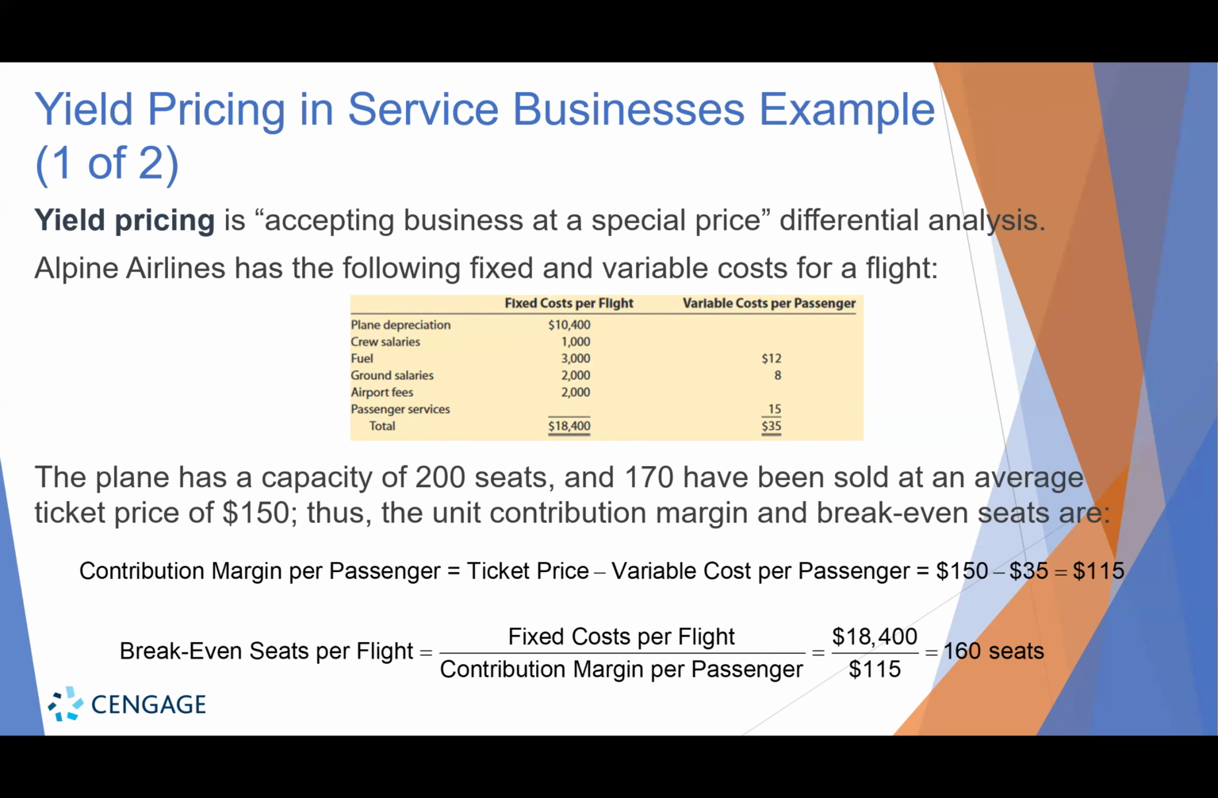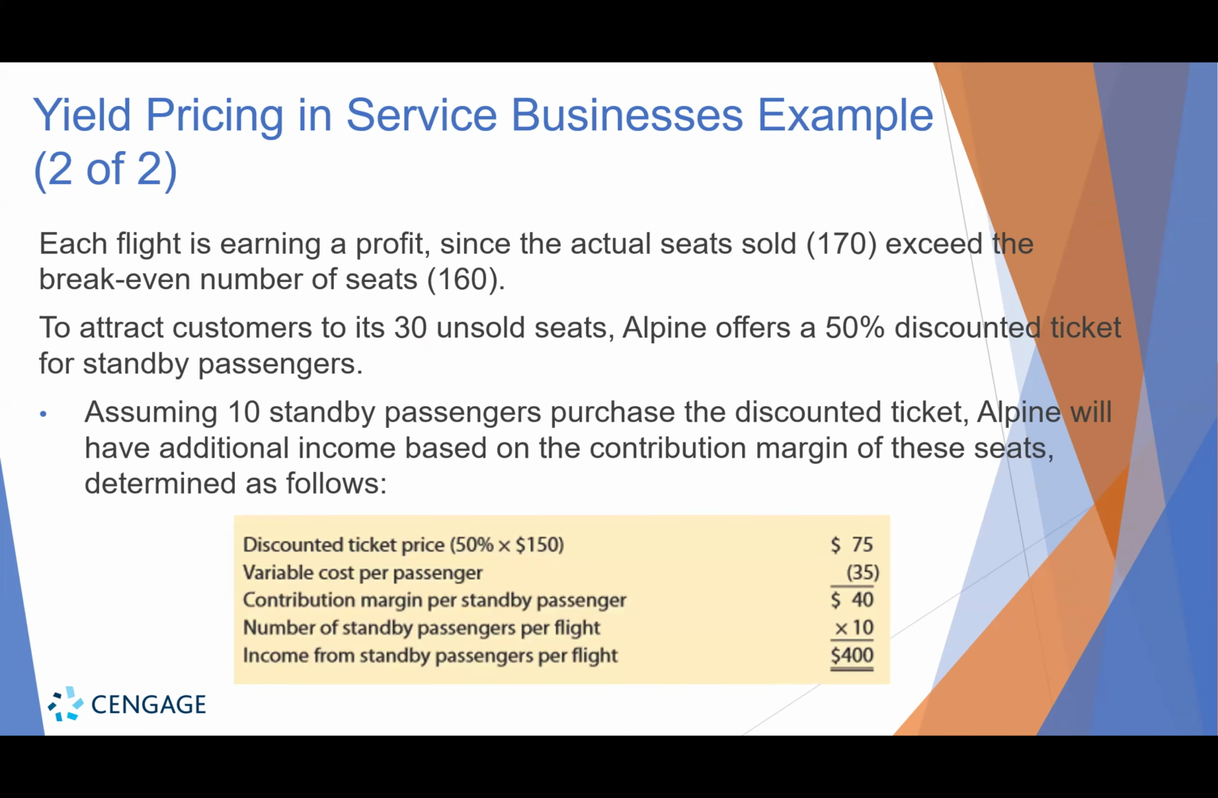The contribution margin per passenger is going to be the ticket price minus our variable cost, which is sitting at $115. And we come up with that contribution margin so we see how much is available to pay for our fixed costs. So we have a break even of 160 seats. We've sold 170. So we're already at the break even. So anything else is just going to be a bonus. Each flight's earning a profit since we've sold 10 seats more than the break even.